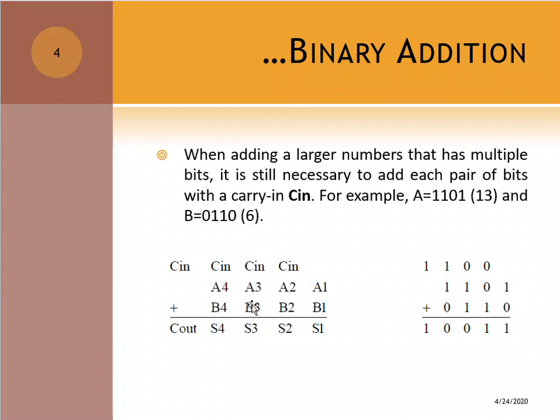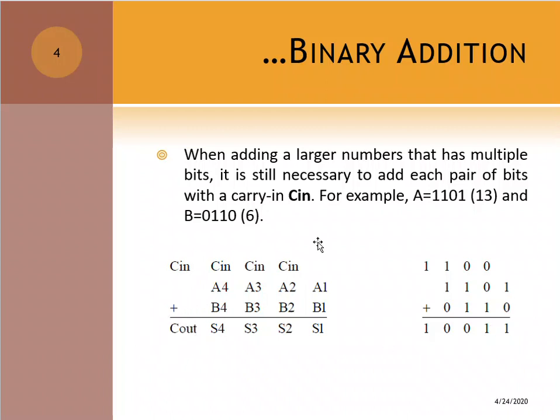Then C in will be added with the third bit of A and the third bit of B. Then we're going to get S3. And the process continues, then we're going to have the next C in. The next C in will be added with the fourth bit of A and fourth bit of B. Then we're going to have S4. Then also we are going to have C in, and the C in will become C out if there is no more bit to be added.